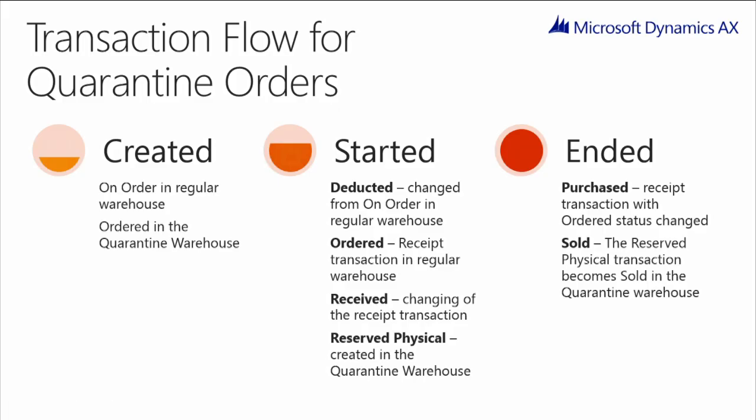Later, when you end the production order, the transaction in the original warehouse is updated with a purchase status, and the transaction in the quarantine warehouse is updated with a sold status.